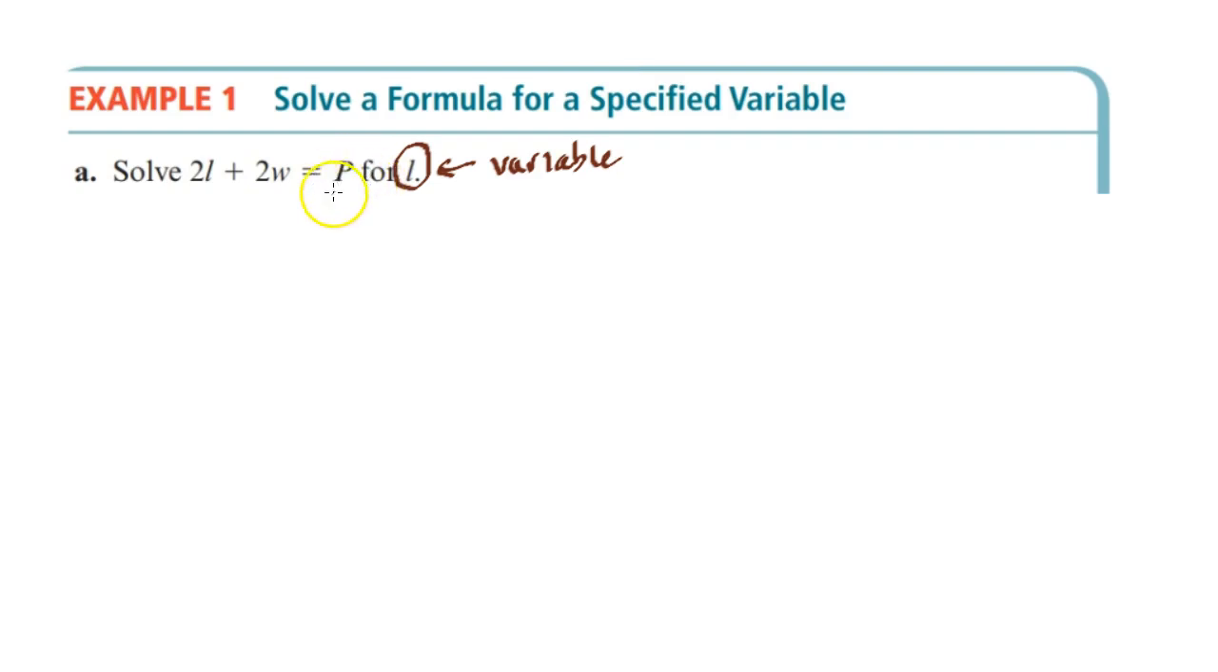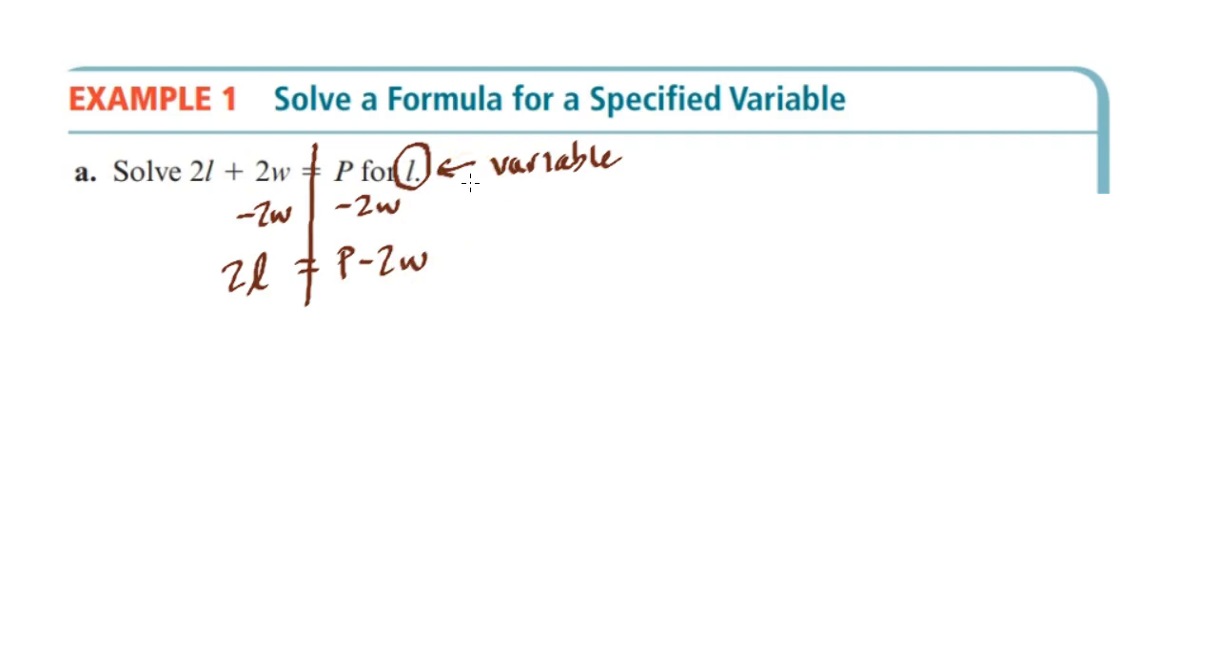So let's see. The 2w contains a letter, but it doesn't contain the variable we're solving for. So we want to move that to the right side of the equation, just like the constants from before. So we're going to subtract 2w, subtract 2w, and that leaves us with 2, I'll use a cursive L, equals P minus 2W.